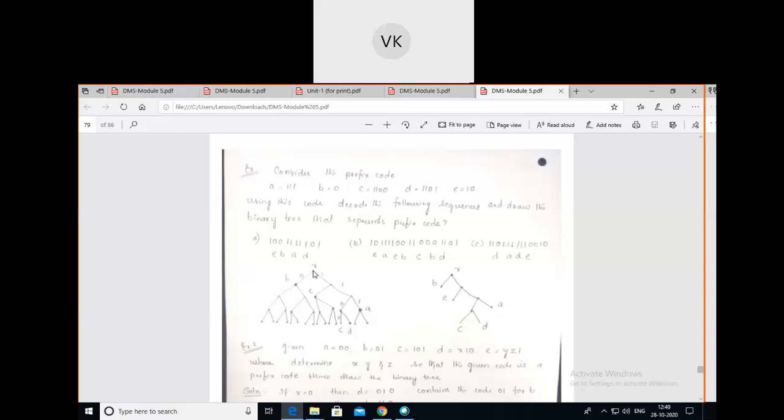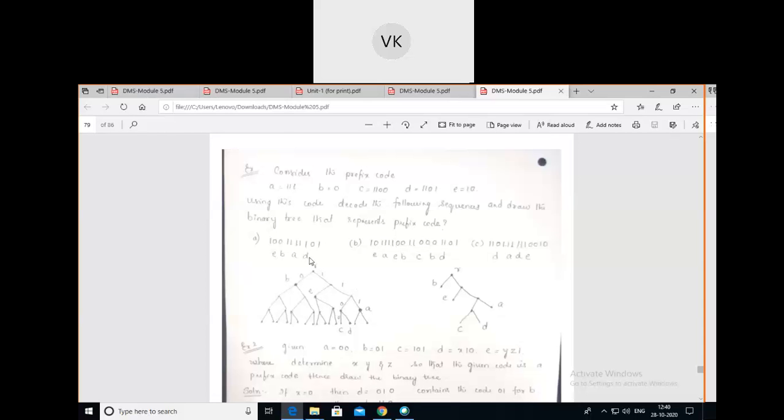Starting with the root node, where should I move? To the right, because 1 is there. Where should I move? To the right itself. Where should I move? To the right only. For this node, I have to label A here, because 1 1 1, three times, is over.